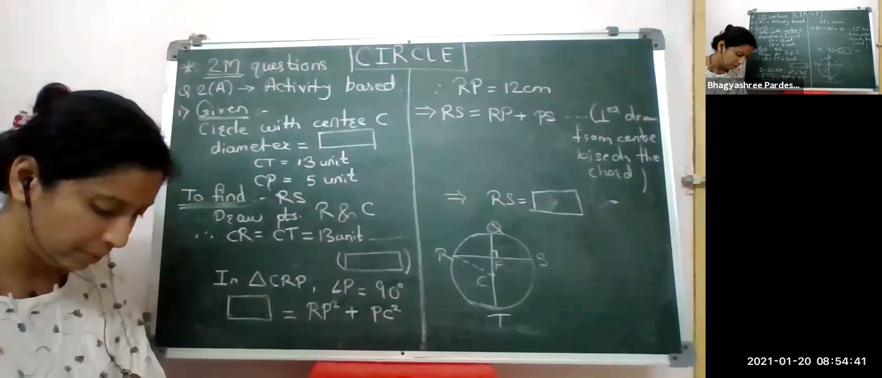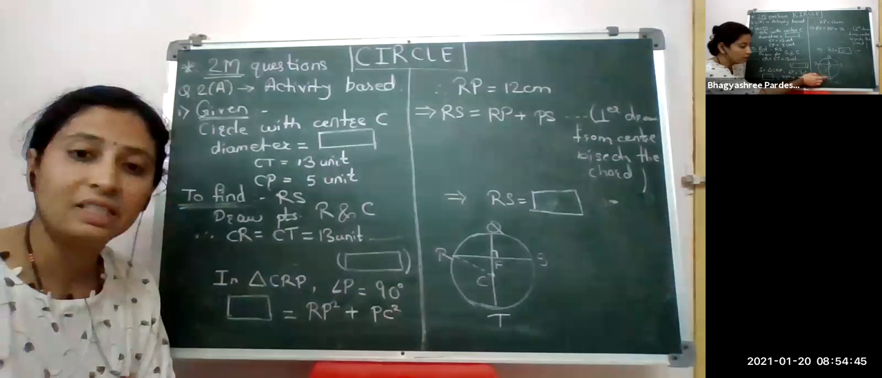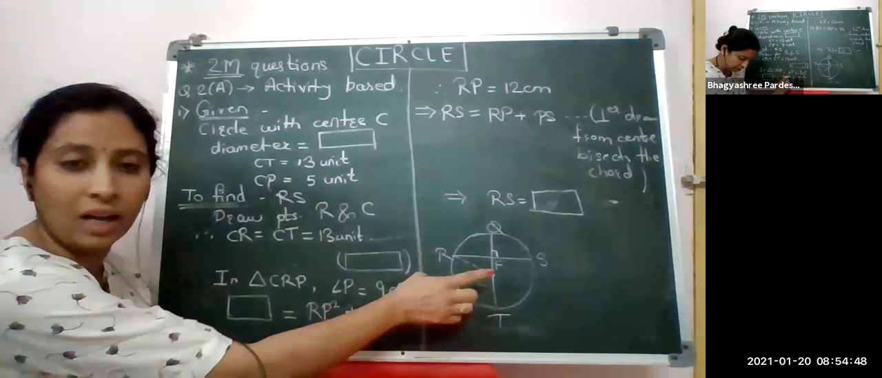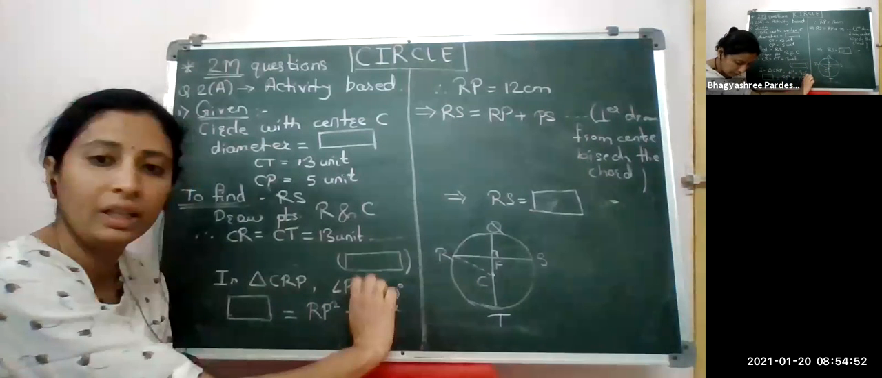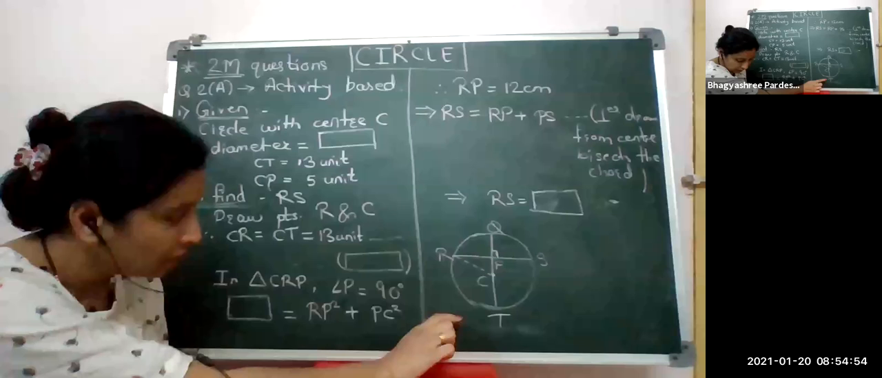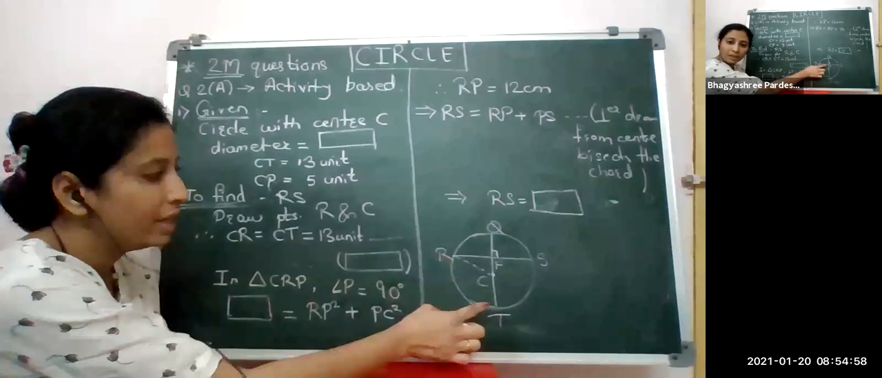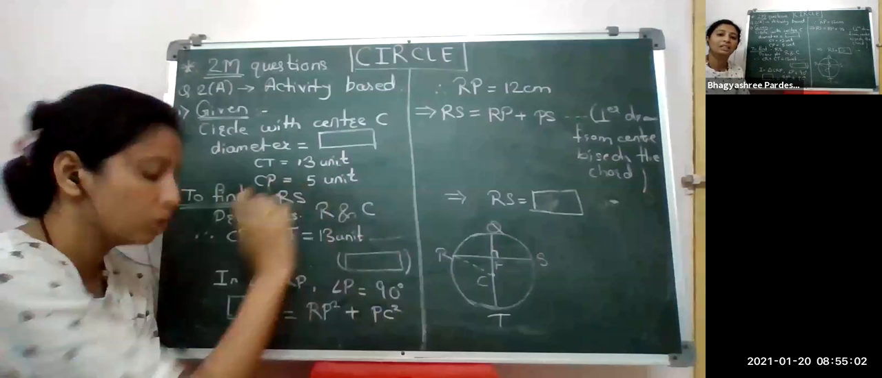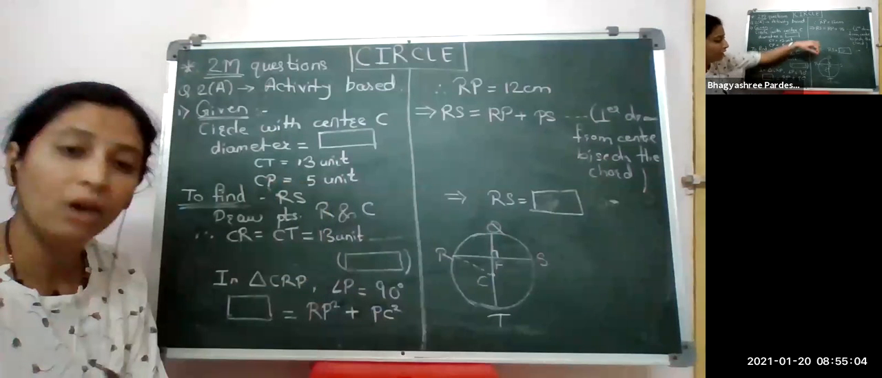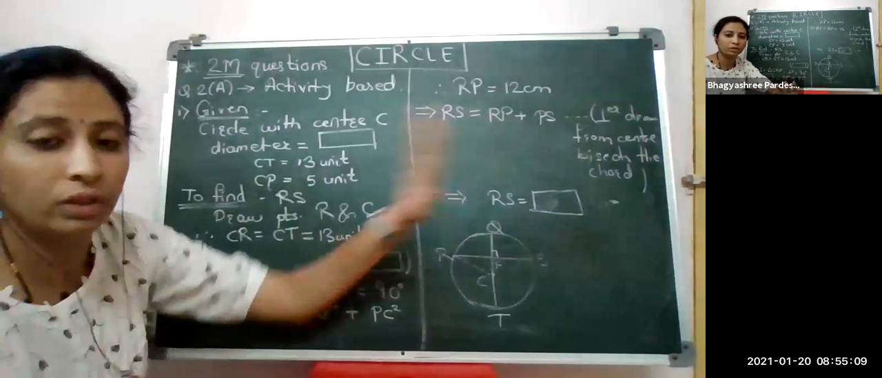You are given one figure, which I have drawn here. C is the center of the circle. QT is the diameter of the circle. The measurement of CT is given, that is equal to 13 units. The measurement of CP is also given, equal to 5 units. We have to find the length of the chord RS. So this is your given question.